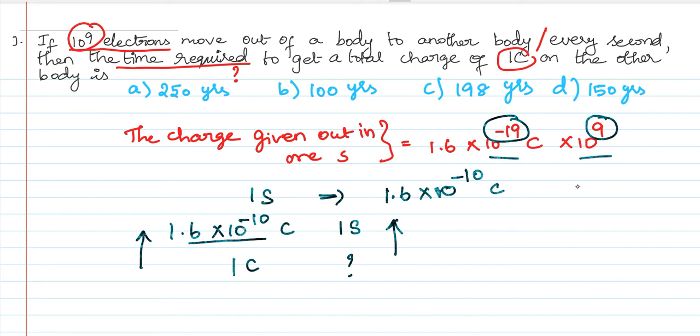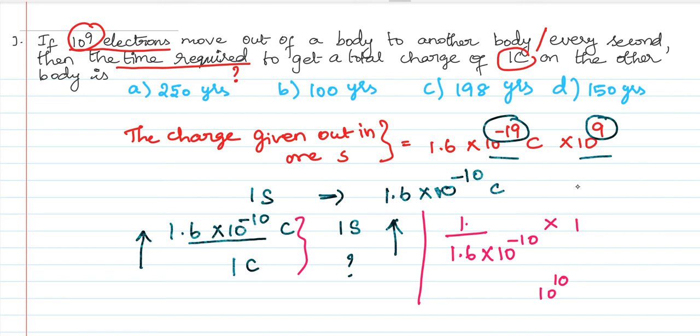We know very well that both are increasing, which means the direct variation concept. So what are we going to do next? We take the reciprocal: 1 divided by 1.6 into 10 to the power of minus 10, into 1, that 1 second also. When we bring this to the numerator, it becomes 10 to the power of plus 10, and then we do the mathematical operation for 1 divided by 1.6.